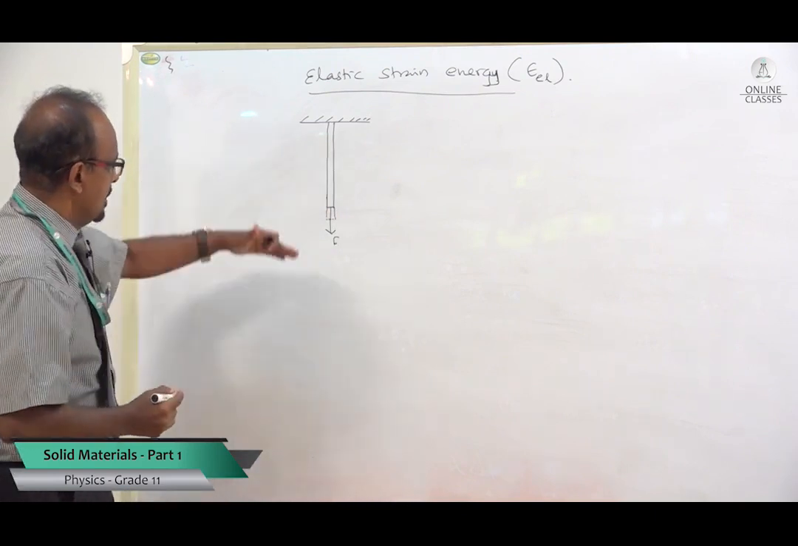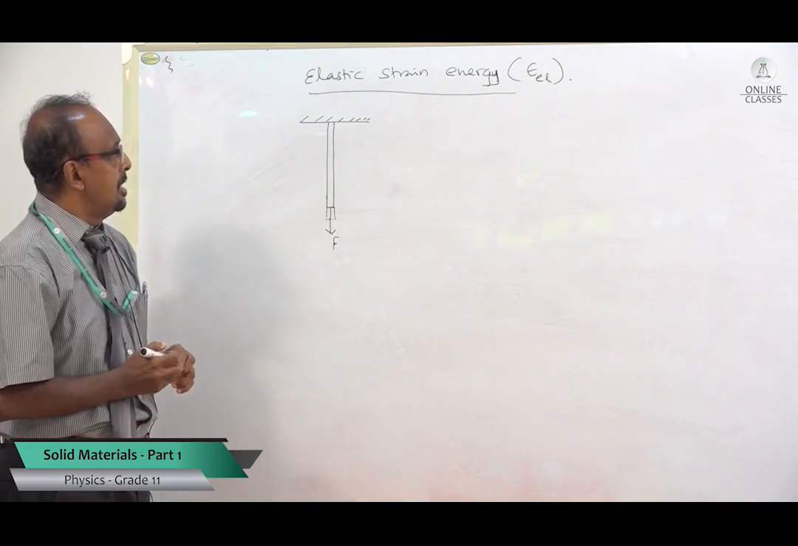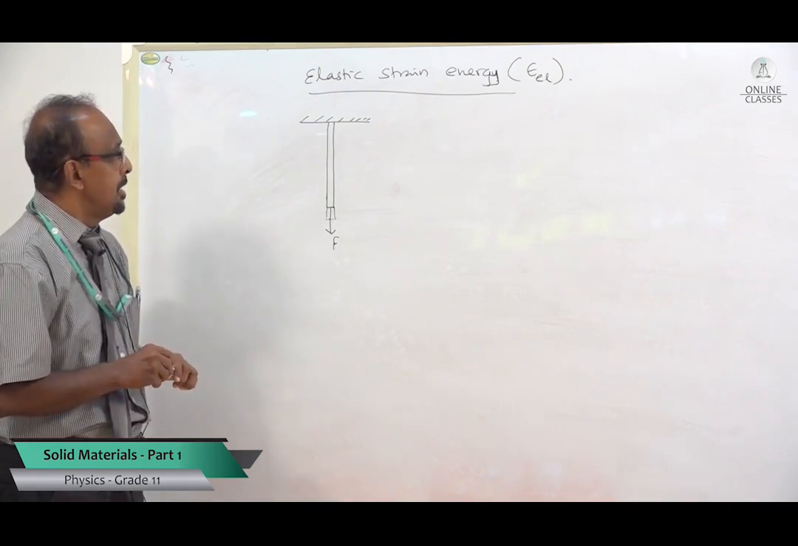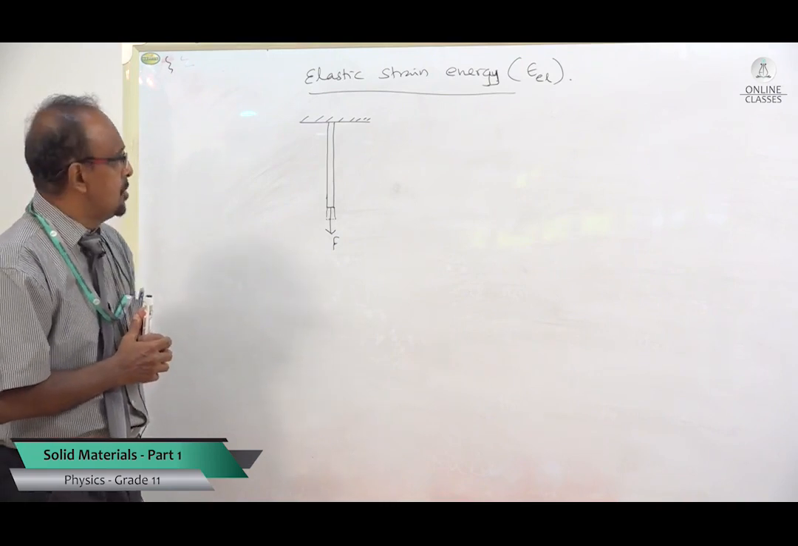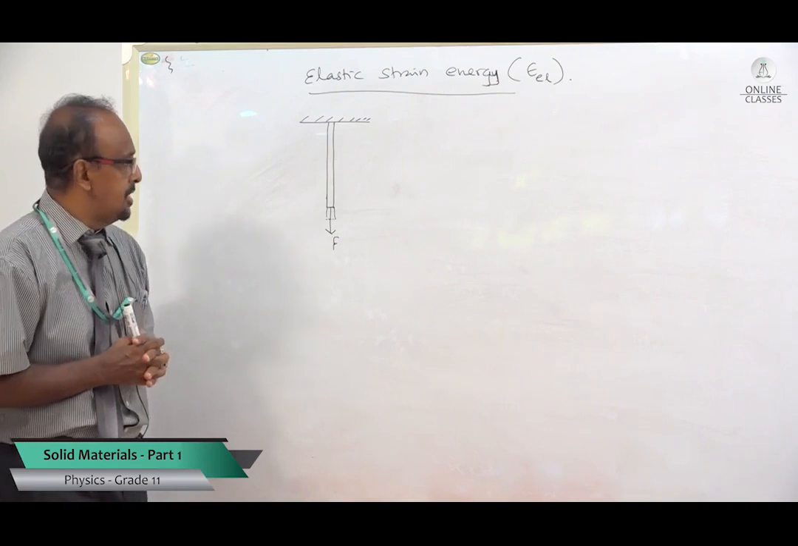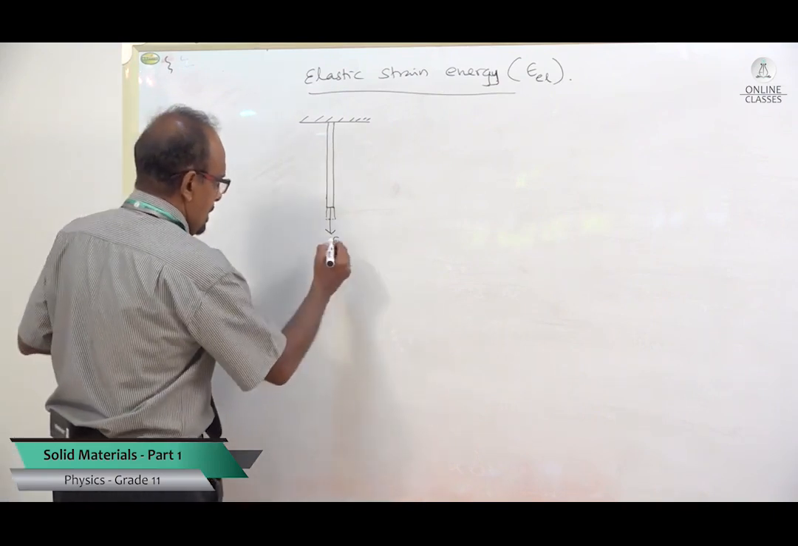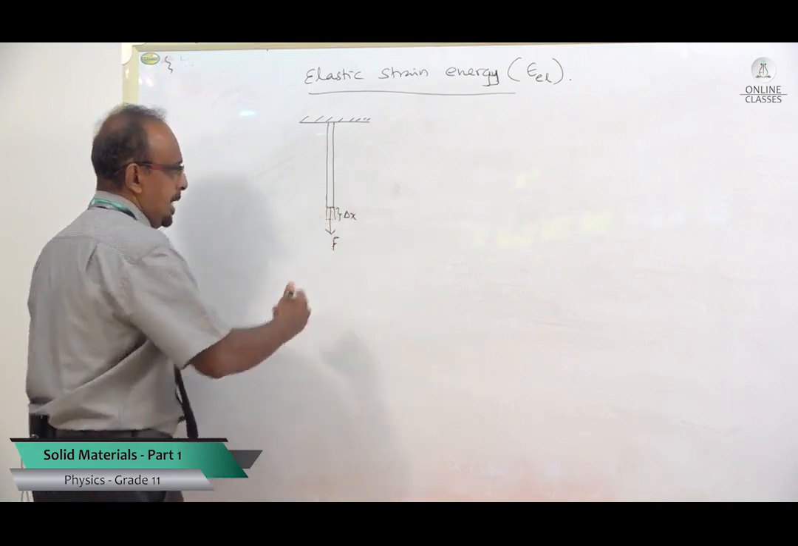We know the material will be stretched. So elastic strain energy will be the energy stored due to the work done up to the elastic limit. So the work done is equal to the elastic strain energy stored. When you apply a force, the material is extending by delta x.